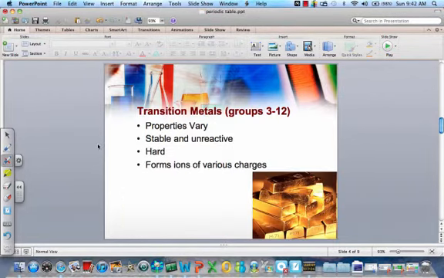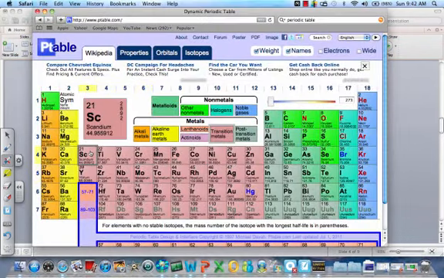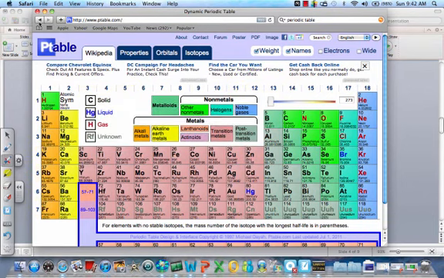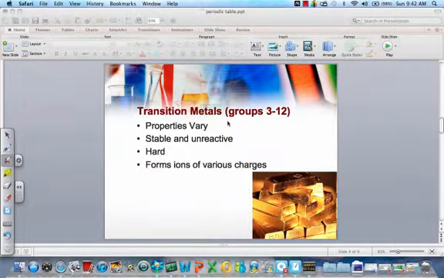Okay, so as we go over to the d block, all of these are the transition metals. So the whole d block, those are your transition metals. So those are groups 3 through 12. A lot of the properties will vary. When you think about it, you've got gold in there, you've got silver, you have copper and zinc. So those metals have very different characteristics from each other.